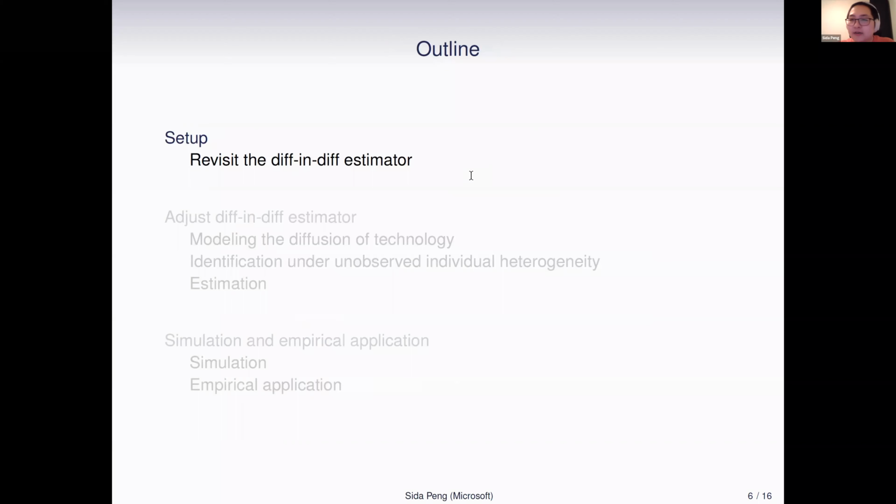So here is an outline of the roadmap of how I want to proceed. First, I will discuss the standard difference-in-differences estimator, and then talk about our adjusted difference-in-differences estimator in a couple of stages: modeling the diffusion, our identification assumption, and then estimation, and finally show some empirical results and simulations. Let me know if you have any questions at any time.